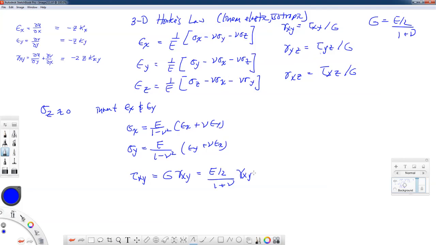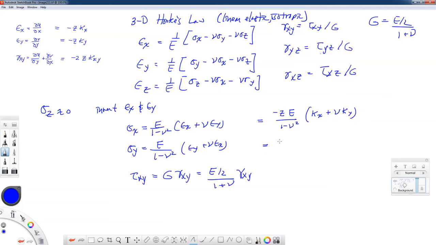Now these strains themselves, we've shown how they can be written in terms of curvatures. And so we can directly do that, and let's do that on this page. So here we have a minus z. We have these coefficients out in front. We have kappa x plus nu kappa y.